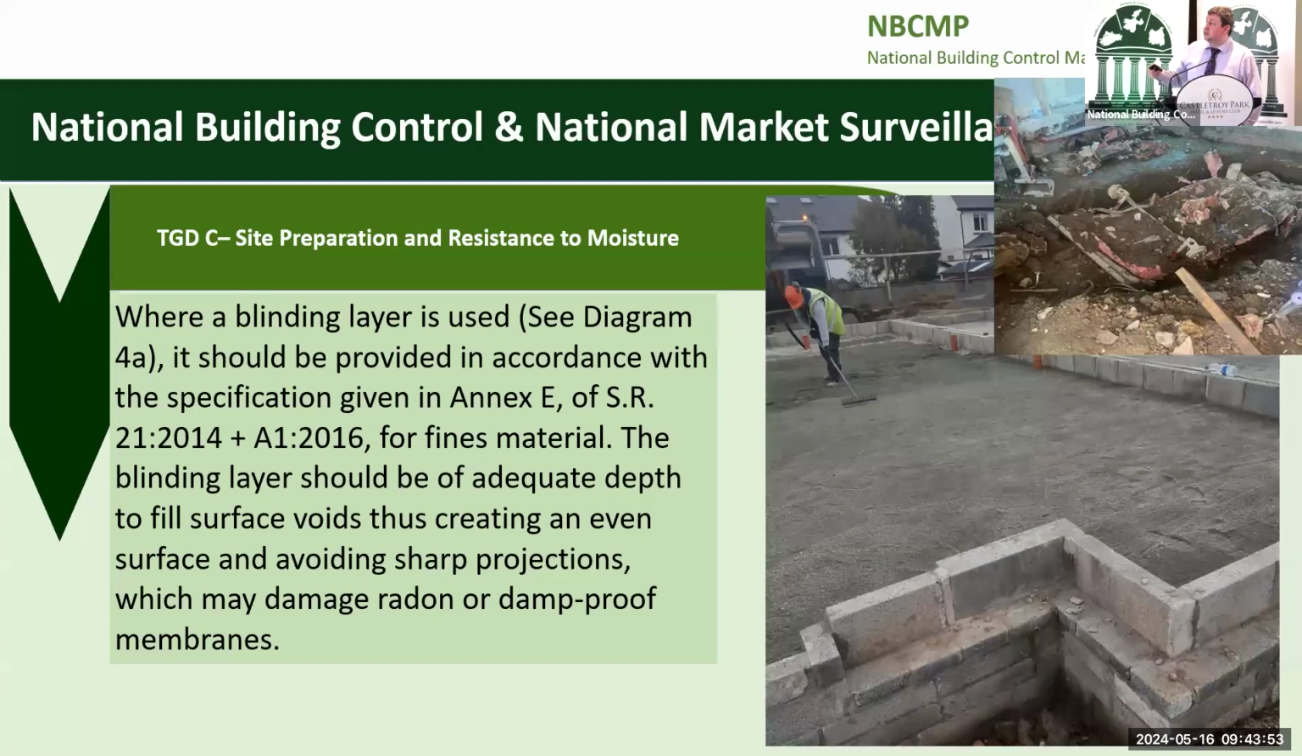For the fines materials, the blinding layer should be of adequate depth to fill the surface voids, thus creating an even surface and avoiding sharp projections, because you're putting a very thin layer of plastic membrane down. So you don't want it punctured, because people have to walk on it to put the insulation on it. No one's going to be wearing, not allowed to wear slippers on a site to do this work. They're all going to be in safety boots, stuff like that. So there's other legislation that you have to take into consideration, that they have to carry out the work with that.